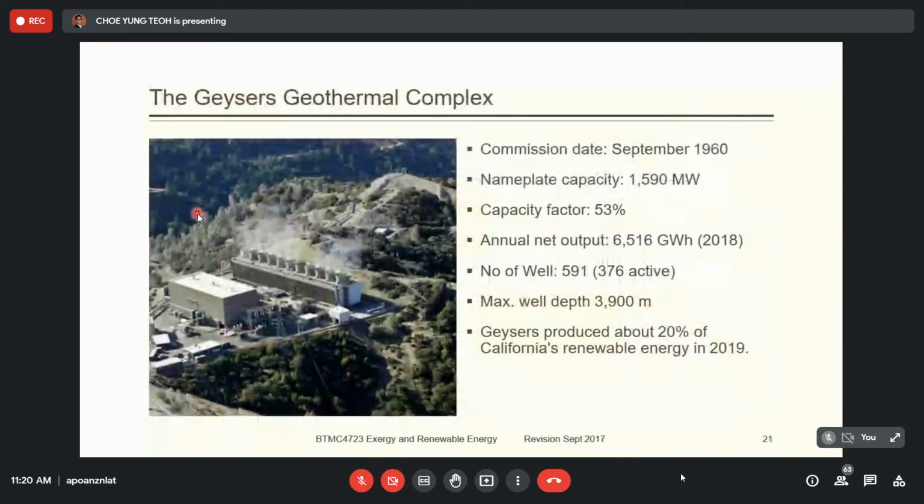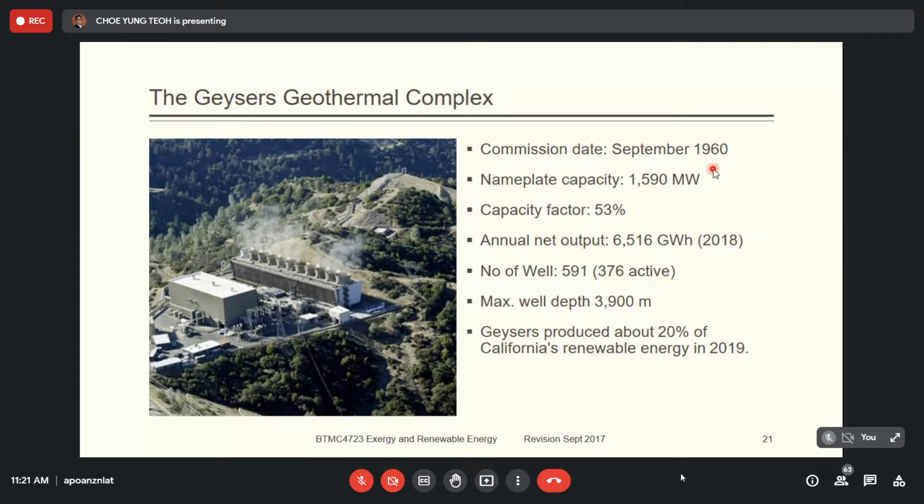Okay, just look at the Geysers geothermal complex, which is the largest geothermal power plant in the world. This was actually commissioned in 1960. Okay, a very long time ago. So the technology has matured since 1960.